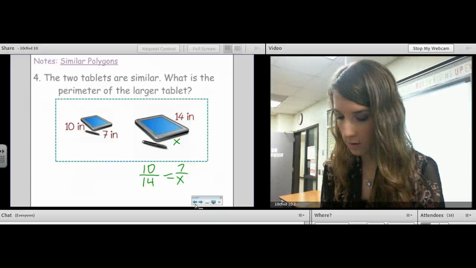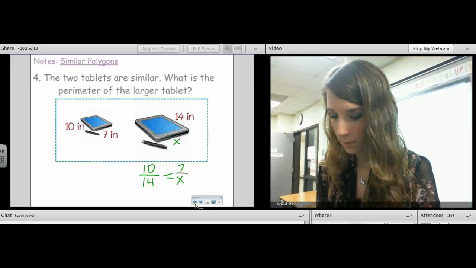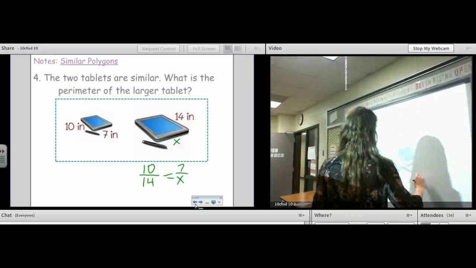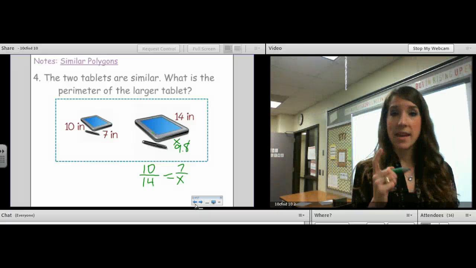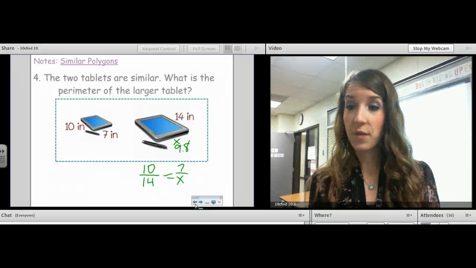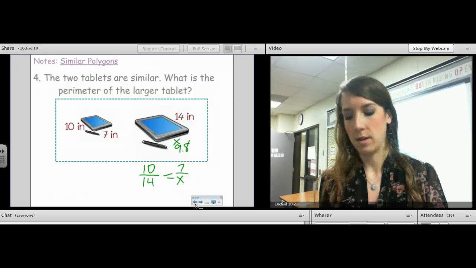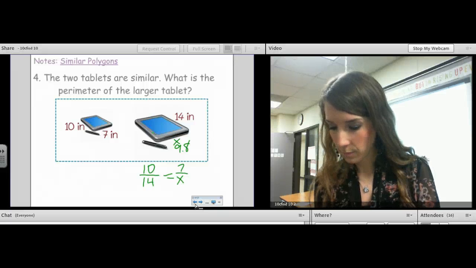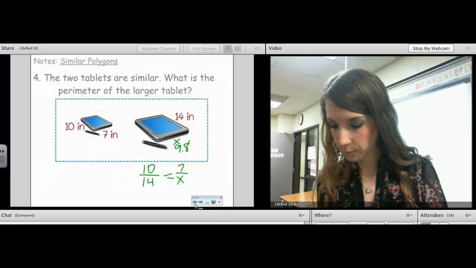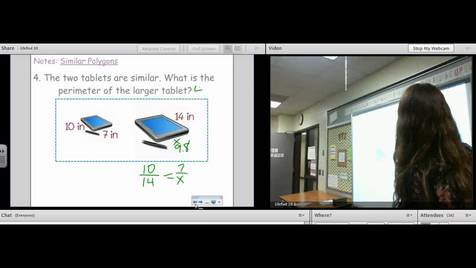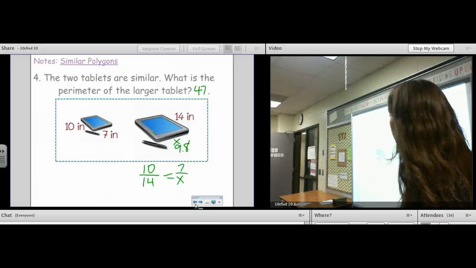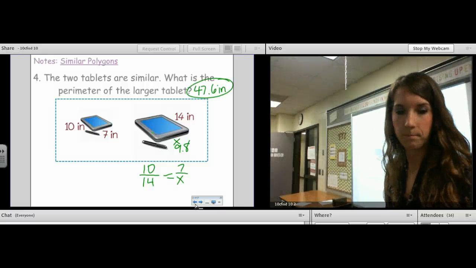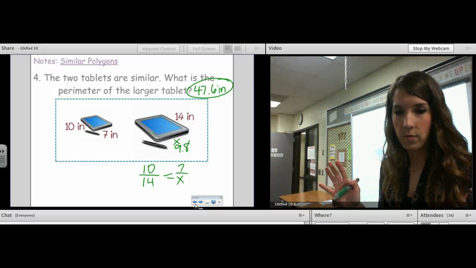So we're going to do 7 times 14 divided by 10. And we're going to get 9.8. But be careful, read your problem. It's asking for the perimeter of the larger tablet. So we're going to do 14 times 2 plus 9.8 times 2. So the perimeter would be 47.6 inches. Always put your units on word problems. Good? Can I move on?